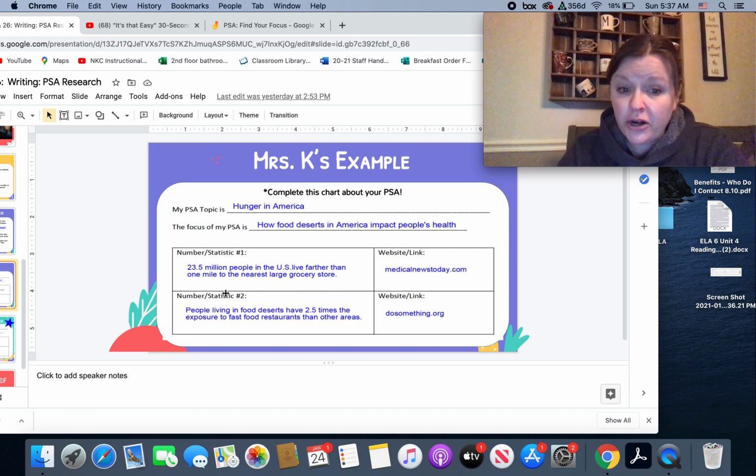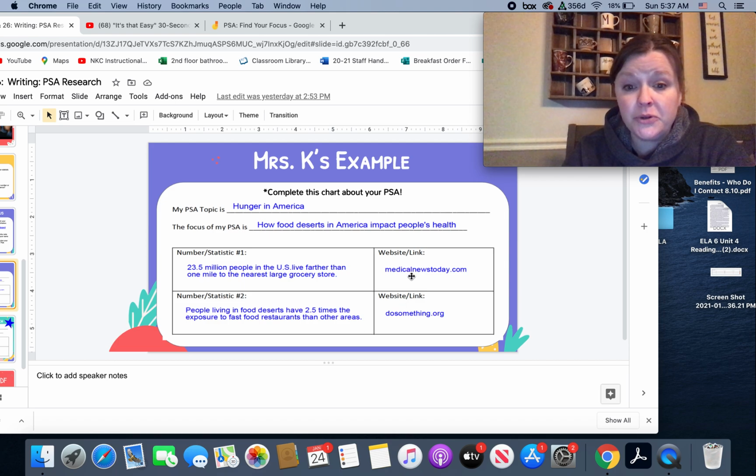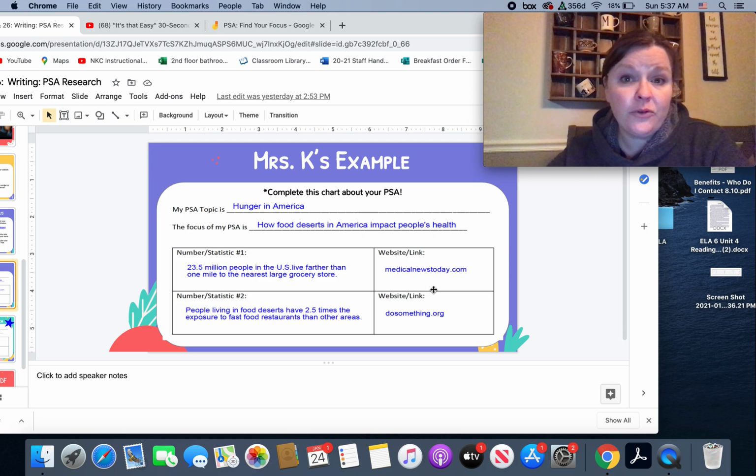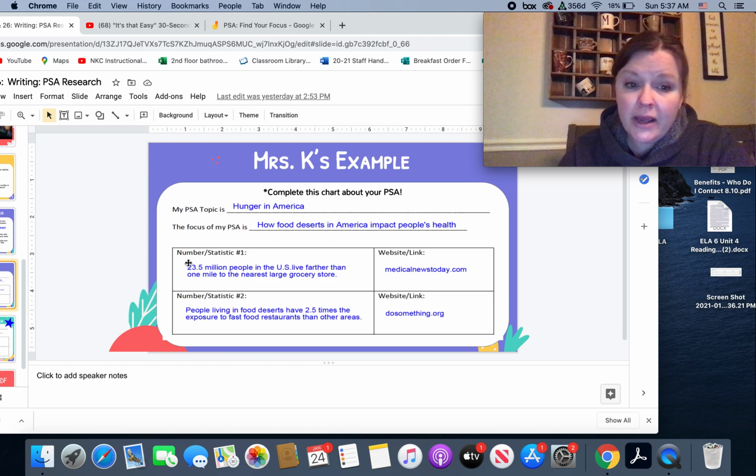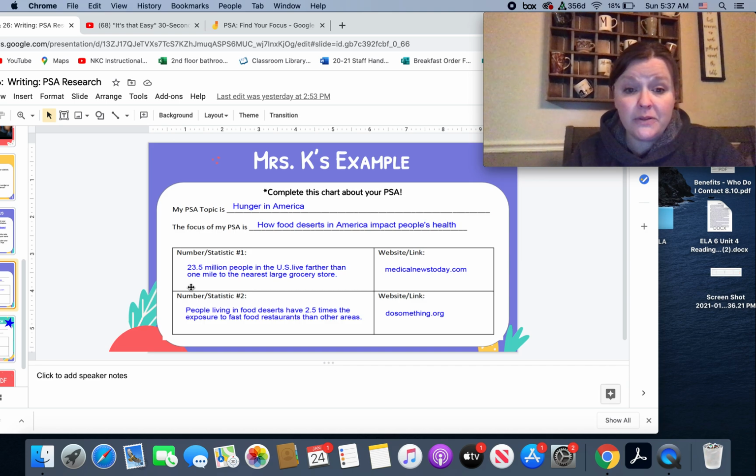So I have this chart here. I went and found 2. I also want to record the website or the link that I found it in, because you want to give credit to that in your PSA at the end. One of them I found that I thought was a strong one for my PSA is 23.5 million people in the U.S. live farther than 1 mile to the nearest largest grocery store. That's a lot of people that don't live near a good grocery store. And I put the link.